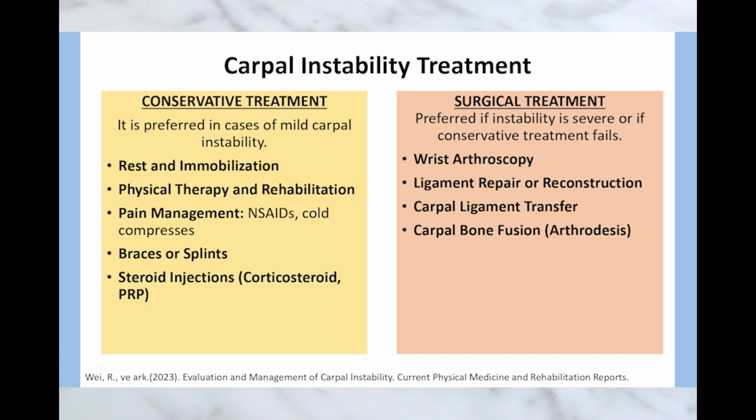So for less severe cases, they often start with immobilization, a splint or a cast. Right. That takes the stress off those injured ligaments, lets the inflammation go down, and hopefully helps with some healing. And then you have things like NSAIDs, which are non-steroidal anti-inflammatory drugs, and cold therapy to manage the pain and swelling. Physical therapy is super important.